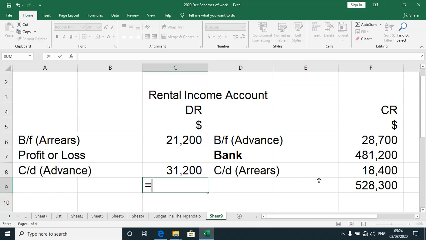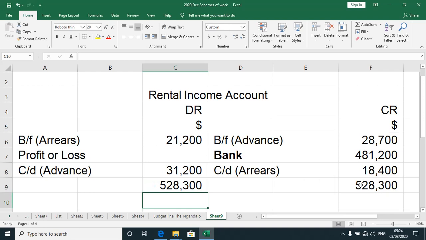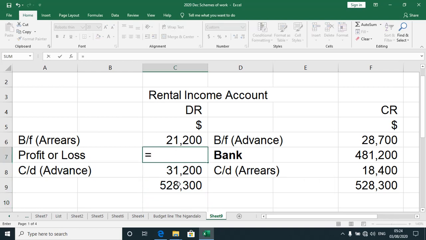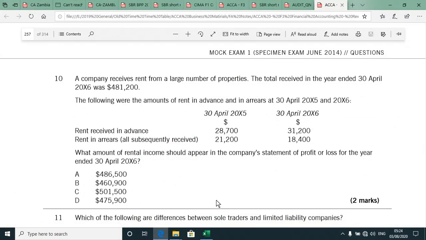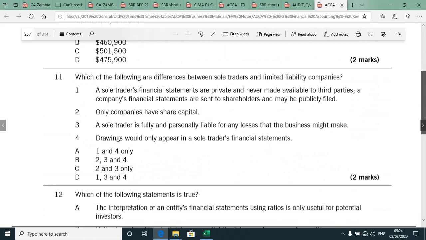You will see that's the figure that I have on both. So this difference will be equal to the difference between the total and the two amounts there. I am getting that figure, and that's the figure that I was looking for. So 475,900. Do we have that? Yeah, I can see a D there. Hope you also have the same figure.